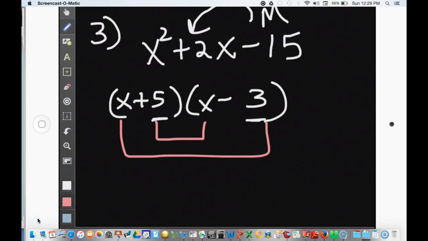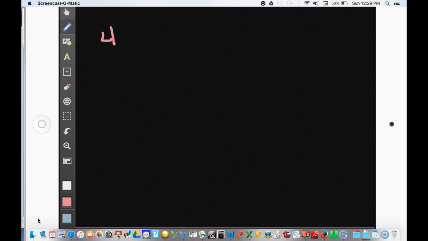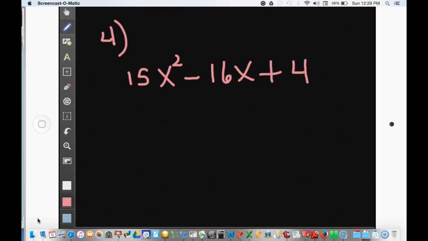Example 4, we're going to look at a new problem, which is going to ask you to factor 15x squared minus 16x plus 4. Good luck.